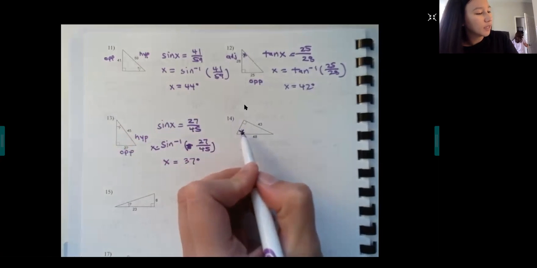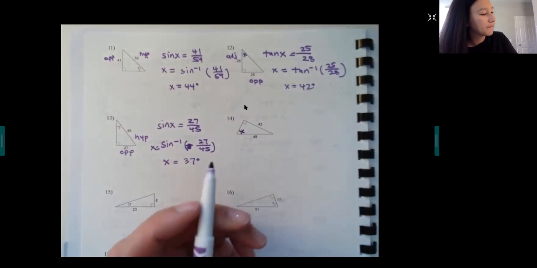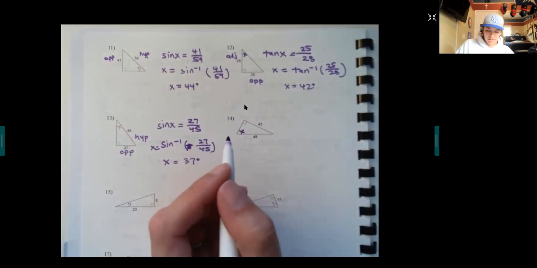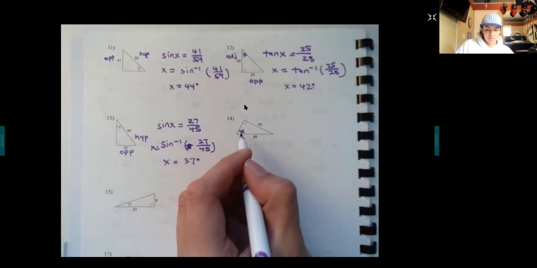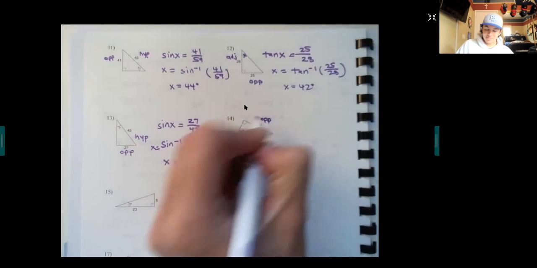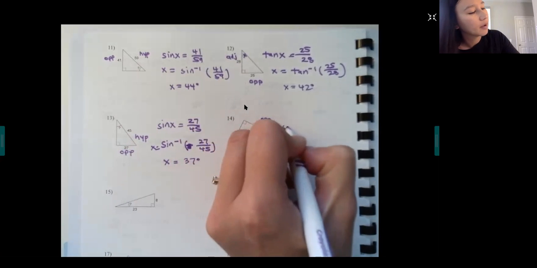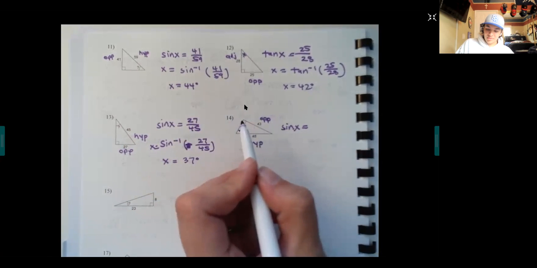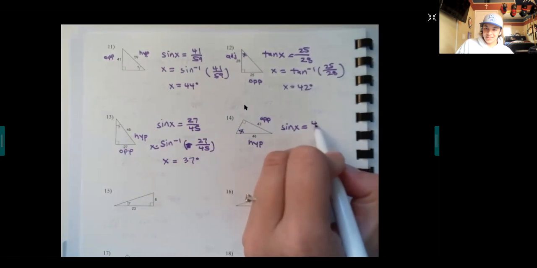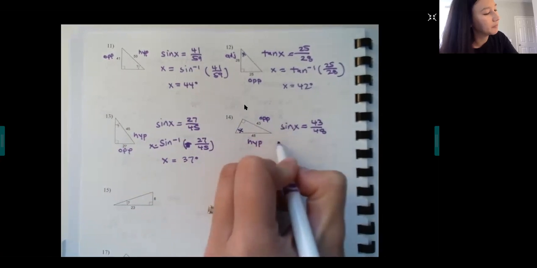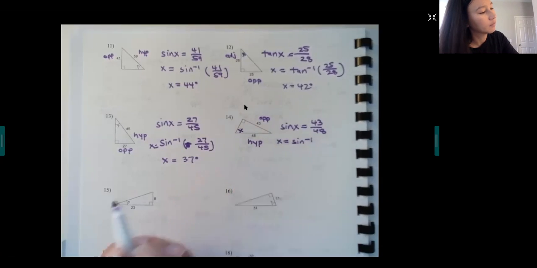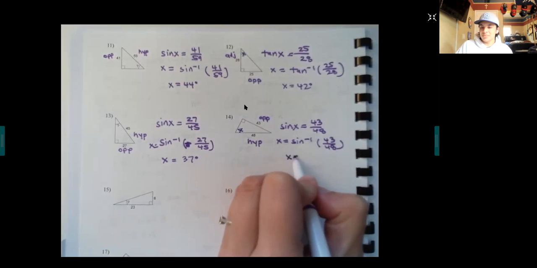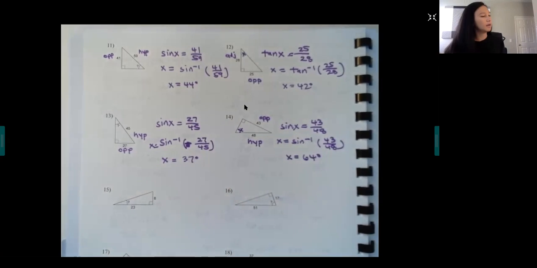Okay, and then 14, what did you get? So 14, I labeled the sides, and I got the opposite and hypotenuse, which is the same as sin. Yep. Okay. Yeah, sin, and then that would be 43 over 48. Which then would get me 64 degrees. All right, very good.